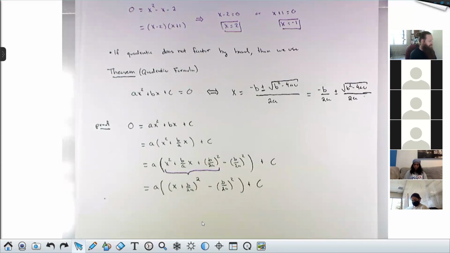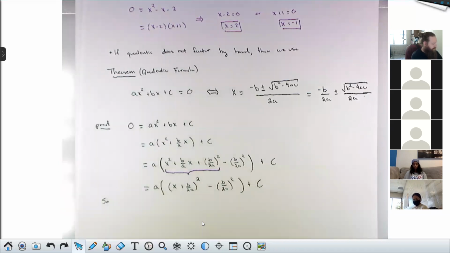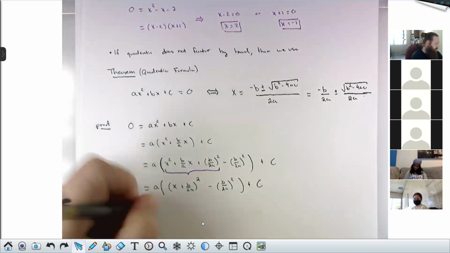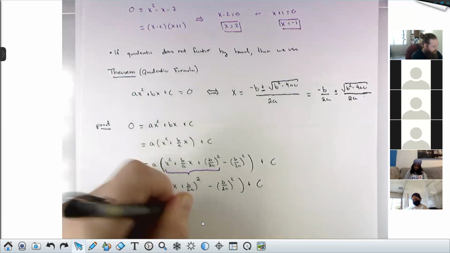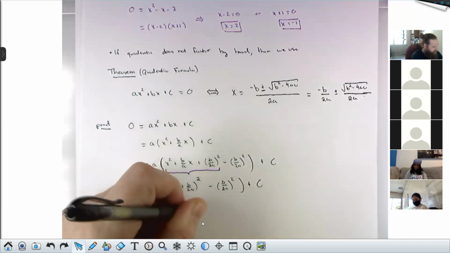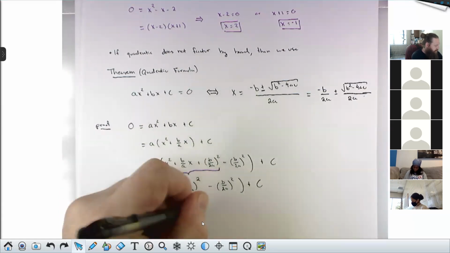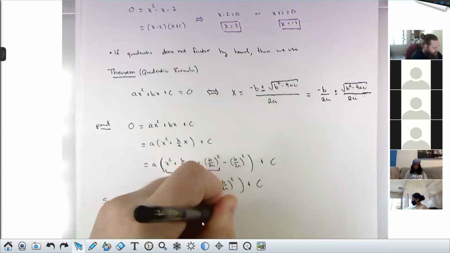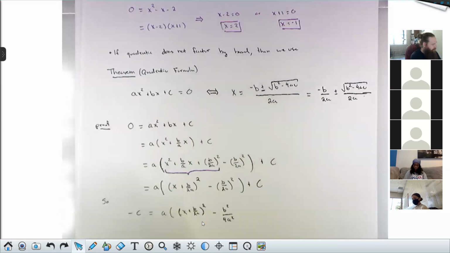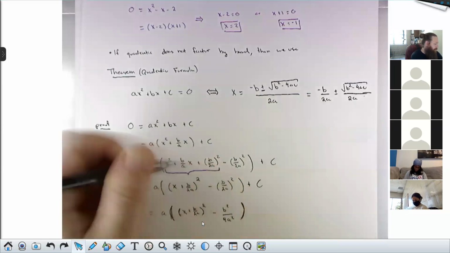Okay, so this is all supposed to be equal to 0, right? So I can subtract the c over. C is equal to a times this big parentheses thing, x plus b over 2a all squared. And then this last term, let me clean this up a little bit. This is minus b squared over 4a squared, like that. Still have these big parens here.